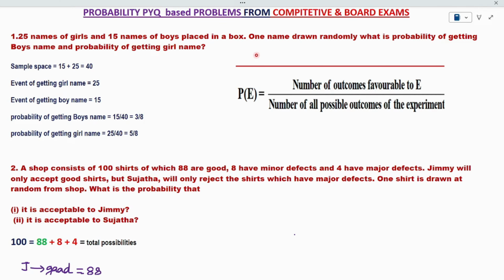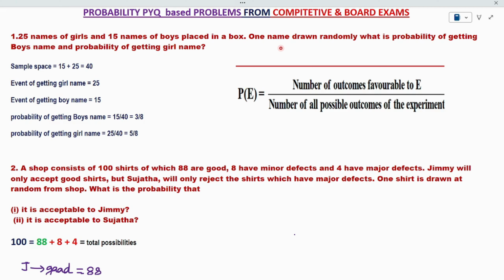Question number 1. 25 names of girls and 15 names of boys are placed in a box. One name is drawn randomly. What is the probability of getting a boy's name and the probability of getting a girl's name? Let's imagine I have a box. In that box, I placed 25 names of girls as well as 15 names of boys.